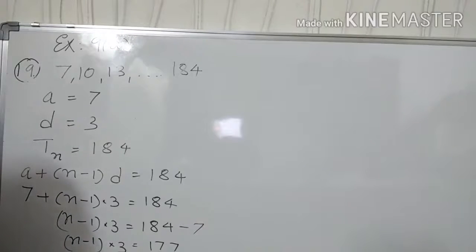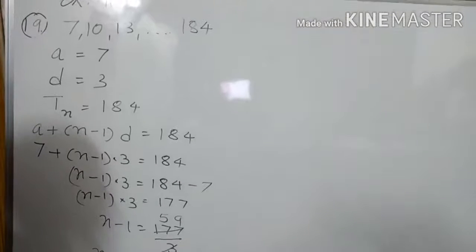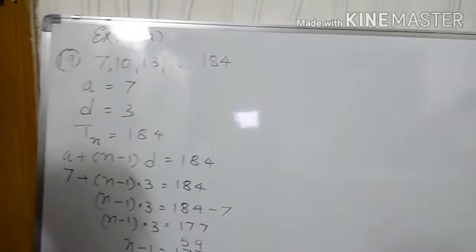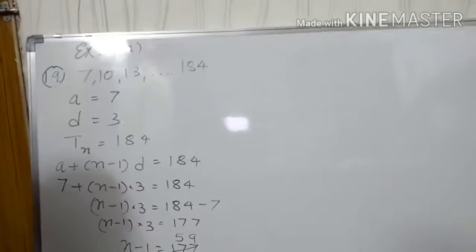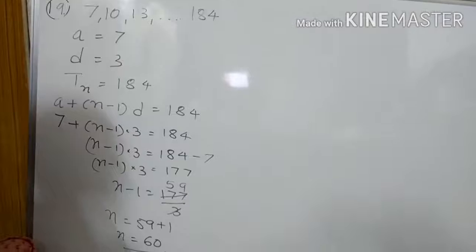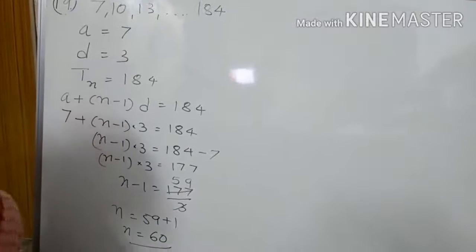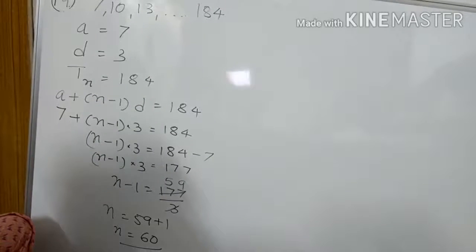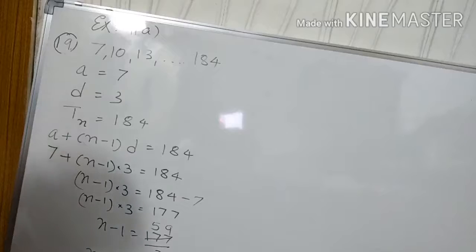So here we found how many total terms there are in this AP. There are total 60 terms in this AP, students, you can see. Now we want to find the seventh term from the last term. So here there are 60 terms. If we subtract 6 from the 60, then we get the seventh term from the last.